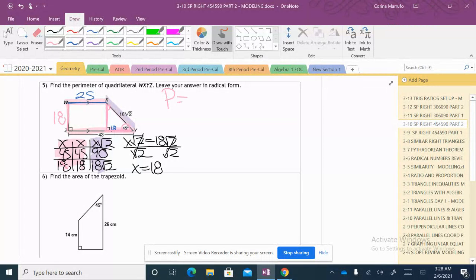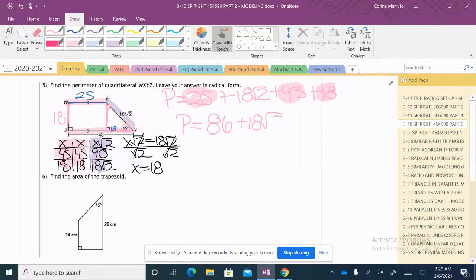The perimeter, we're going to add up all the sides. We have a 25, we have an 18 square root of 2, we have a 43, and then we have an 18. Okay. Now we can only combine the like terms, so we can only combine the 25, the 43, and the 18. We can't combine the 18 square root of 2 because the 18 has a square root of 2 being multiplied with it. So the perimeter of this is, let's see, 25 plus 43 plus 18 gives us 86, and then the 18 square root of 2 just stays like that. And I believe they didn't give us any units, so I'm just going to put a U for units.